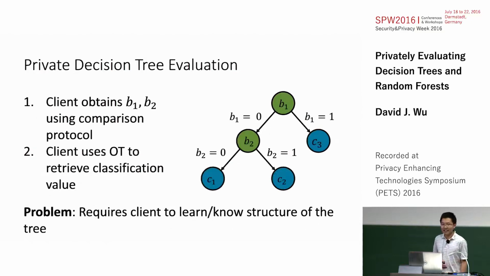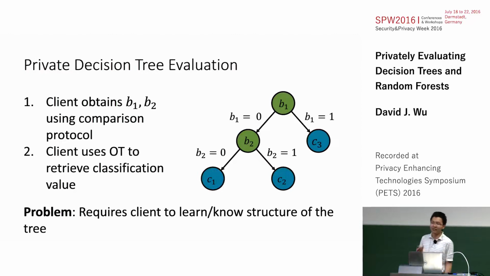But as I described earlier, there's a very significant problem with this protocol, in the sense that it requires the client to know the structure of the tree in order to carry out this procedure. If the client does not know the structure of the tree, they cannot compute the index of the leaf node to request in an OT protocol. So most of the rest of the talk will be on how we actually address this.